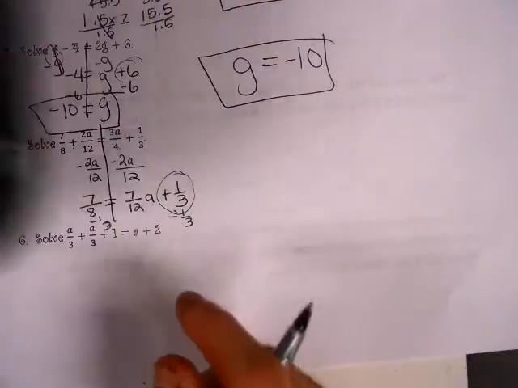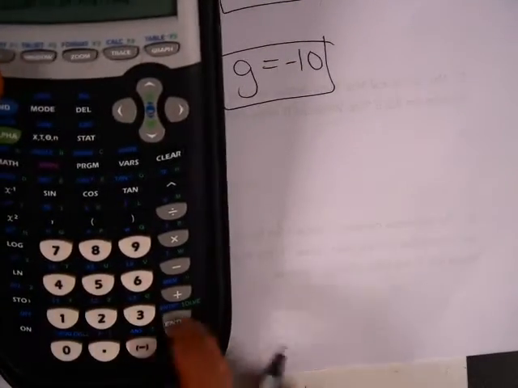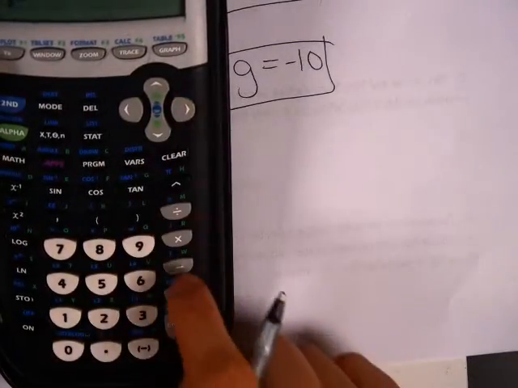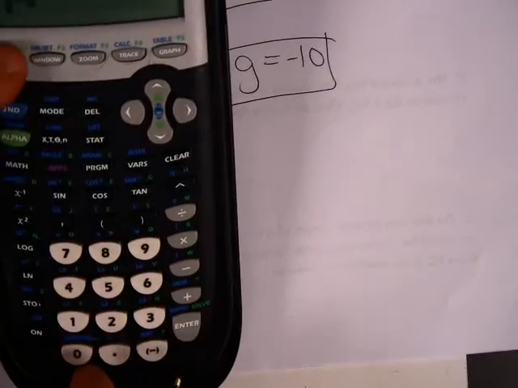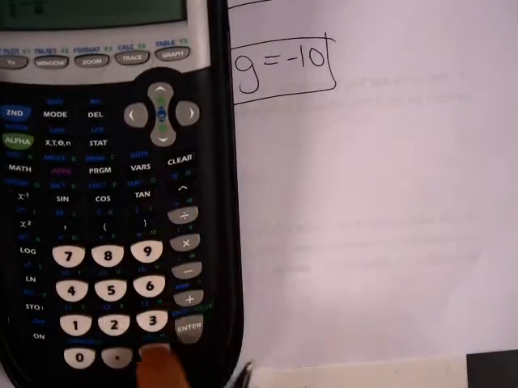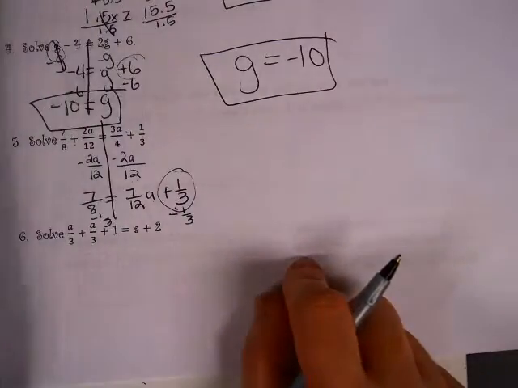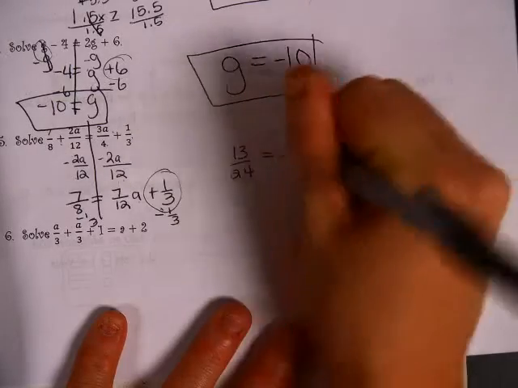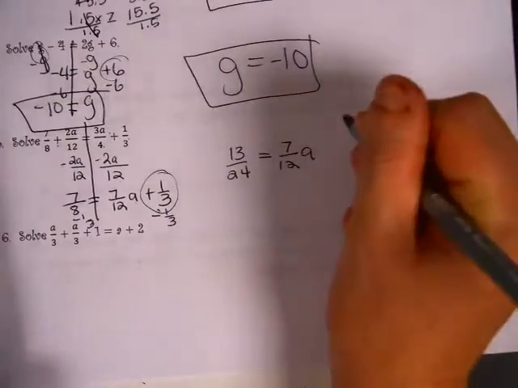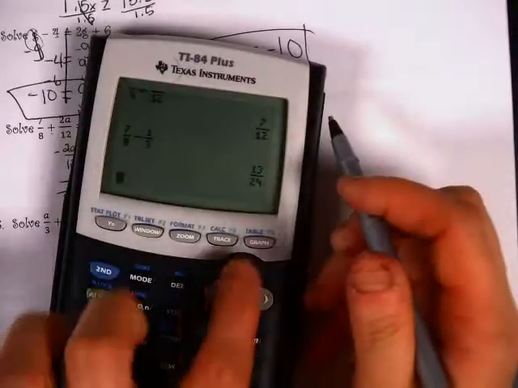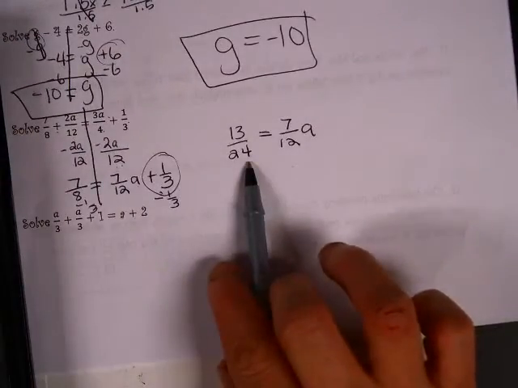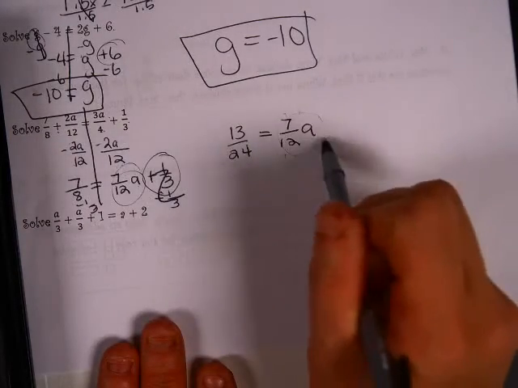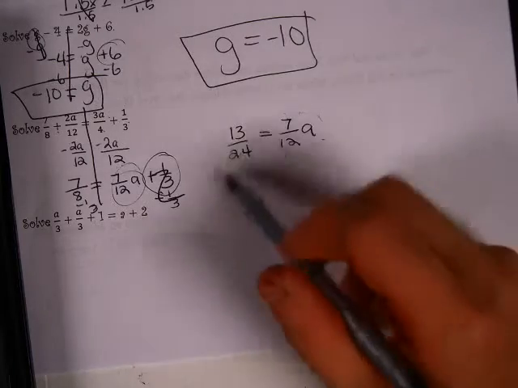So it's going to be 7/8 alpha stat plot 7/8 minus 1/3, and you get 13/24 equals 7/12 A. Alright, so that's what I got. I got 13/24. That's how I got this. And this canceled out. And so I'm left with my 7/12 A, sorry guys, and this.